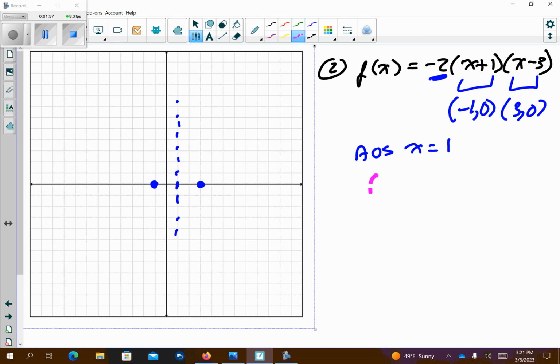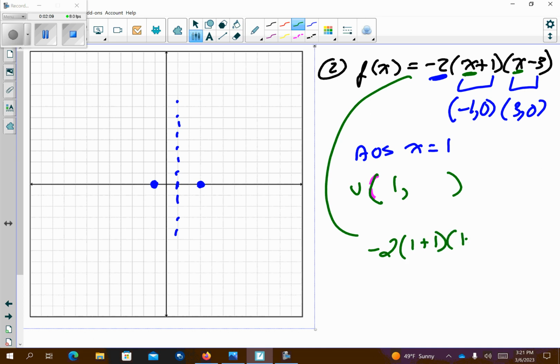And then I'm going to find my vertex by plugging 1 back into these numbers. So I'm going to bring this down here. So I have negative 2, the first negative 2, then I have 1 plus 1, and 1 minus 3. So negative 2 times 2 times negative 2. If I multiply this all together, I'm going to wind up getting 8. So 1 comma 8, 1, 2, 3, 4, 5, 6, 7, 8 is up here. Here's my parabola.